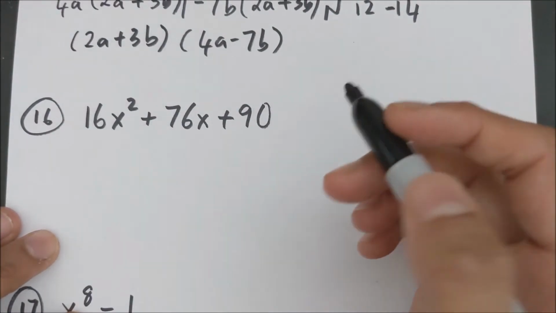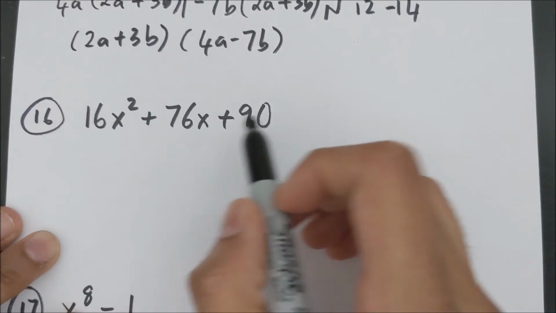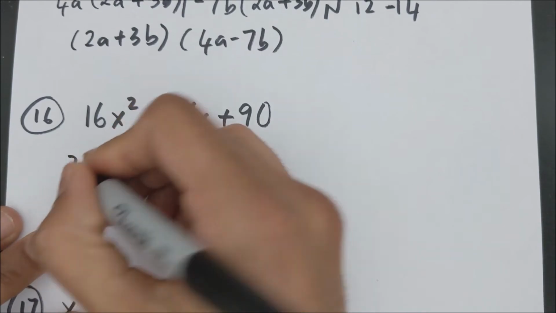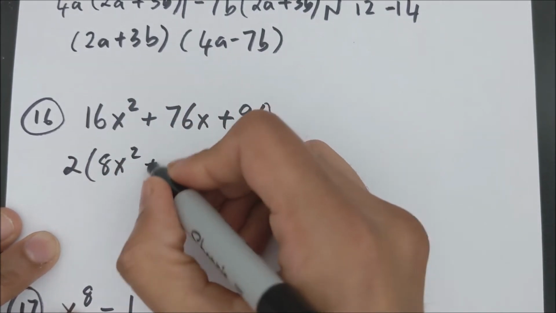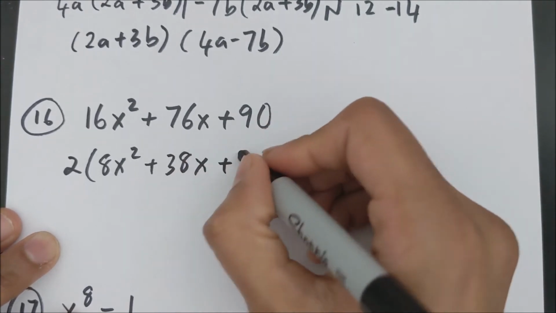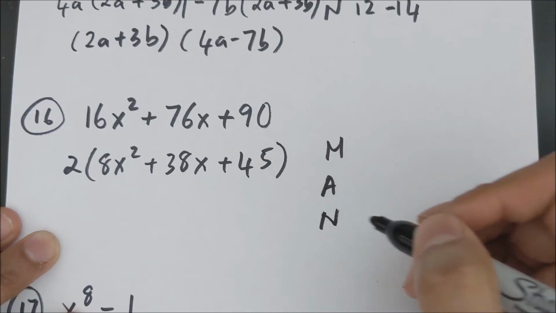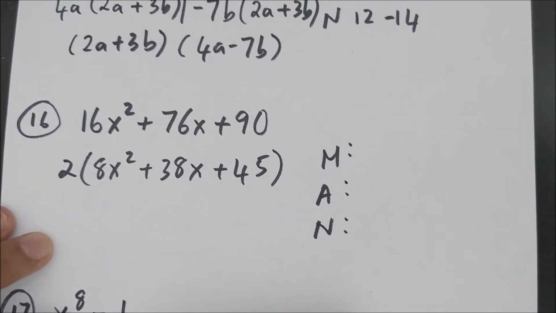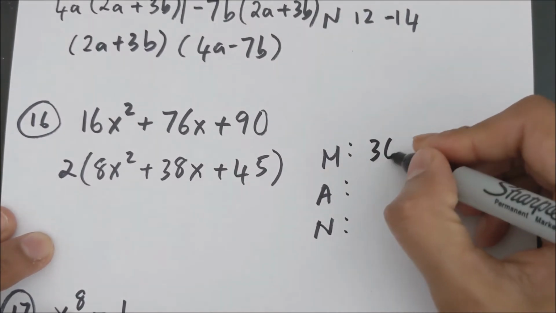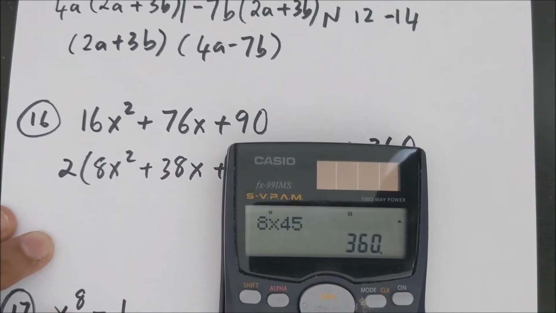Same thing with this, it's a bit of a hard one because the numbers are so large, there's no perfect square at all. What I do notice is there's a common factor. So I'm going to take out my common factor of 2 to start off with. 8x squared plus 38x plus 45. Now I'm going to do man on the inside. The numbers are still extremely large. So 8 times 45 is 360 and my a is 38. So again, I'm just going to do this in my calculator.